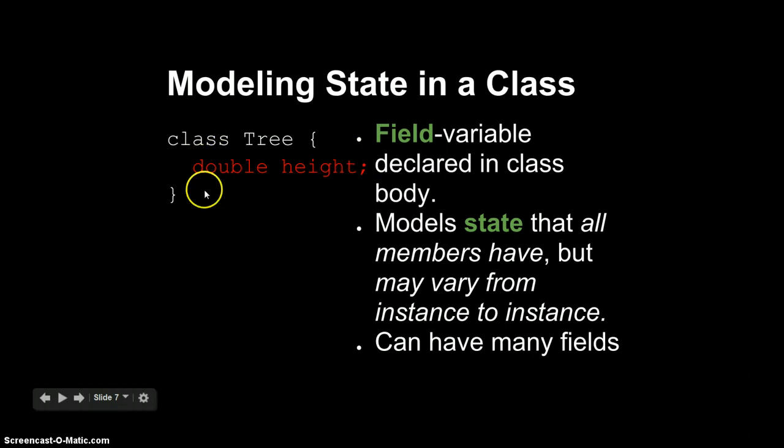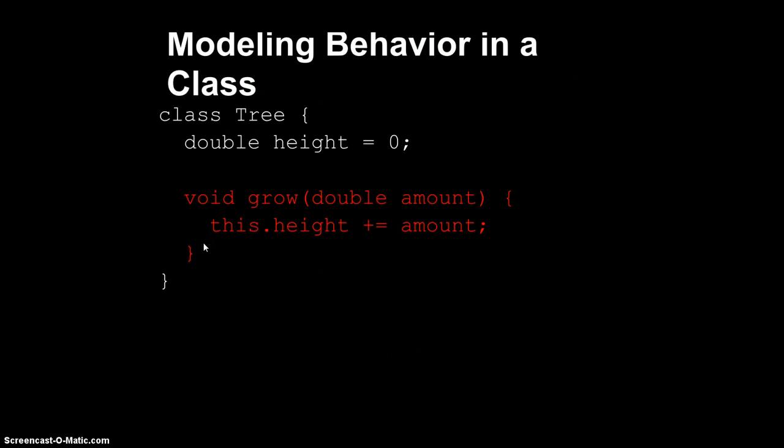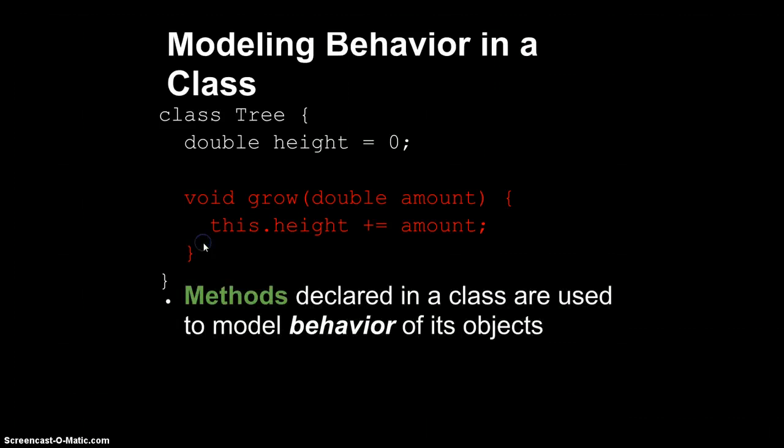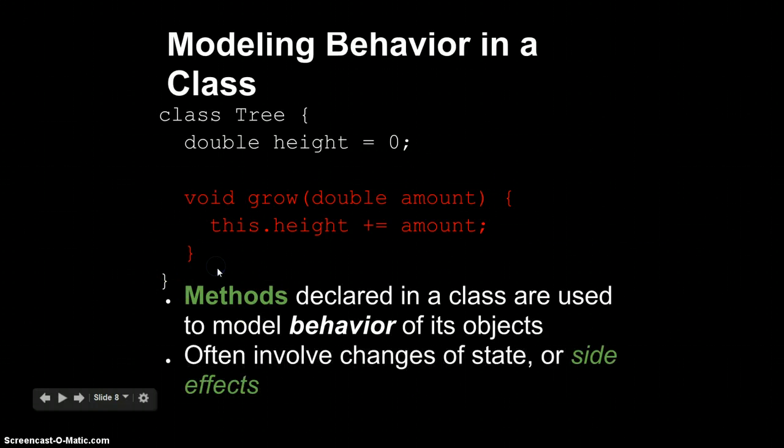Now, this is just a simple example. Your classes can have as many fields as you want. Many fields. Now, how are we going to model behavior in a class? Well, it seems like a method would be a good way to do that. Methods declared in a class are used to model behavior for its objects. So, in this case, we've got this class of Tree. It's got a height, but it also can grow. Trees can grow. That makes sense.